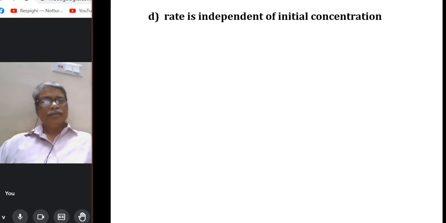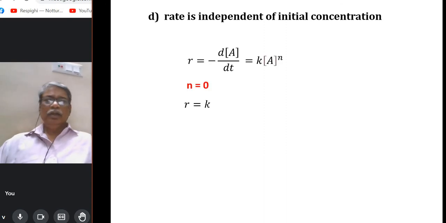The next question: rate is independent of initial concentration. So rate is k a to the power n. Now if r needs to be a independent, that means a to the power n must be 1, just 1. So n must be 0. So numerically r equals k, a constant.